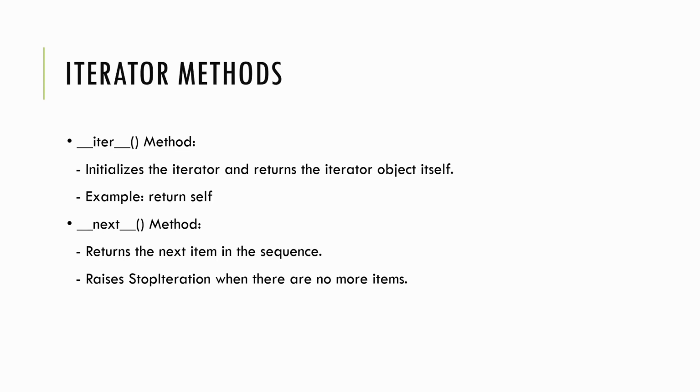Now let's look at the two main methods of an iterator. First, the iter method. This method initializes the iterator and returns the iterator object itself. It's required to make an object iterable. Next, we have the next method. This method returns the next item in the sequence. When there are no more items to return, it raises a StopIteration exception, signaling the end of the iteration.